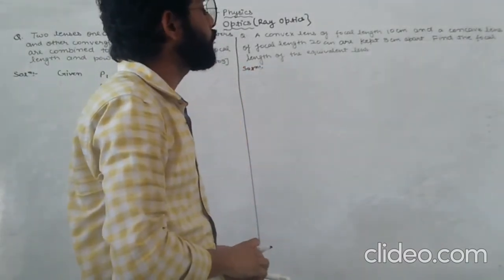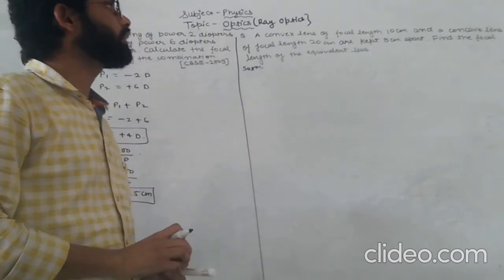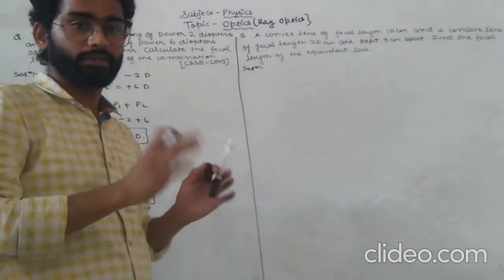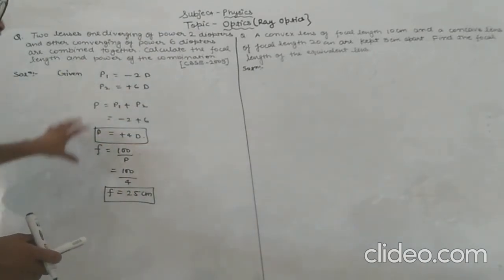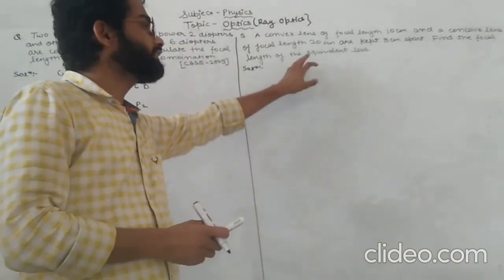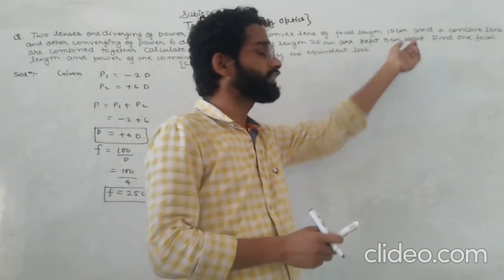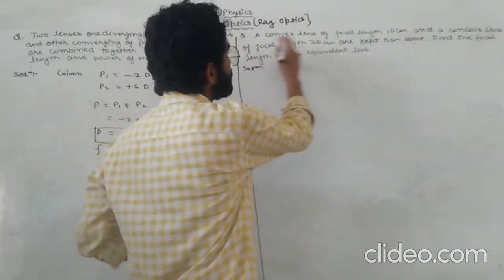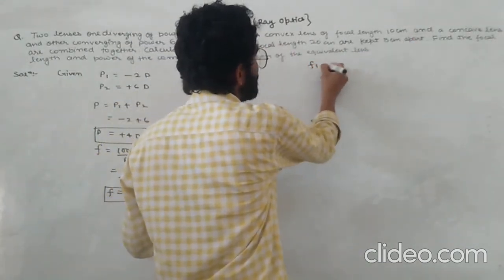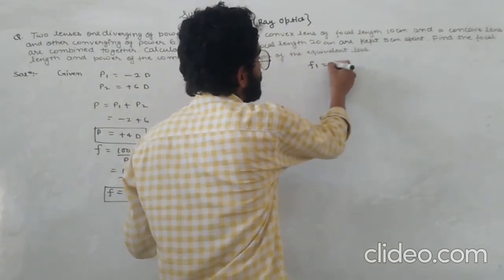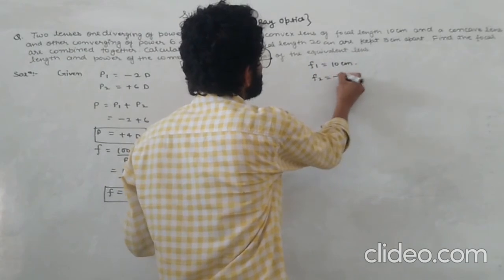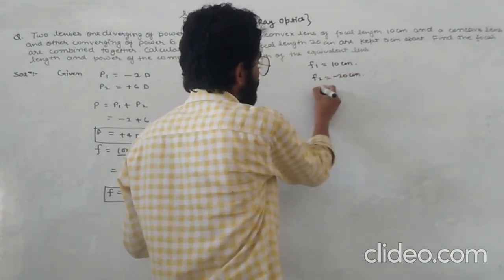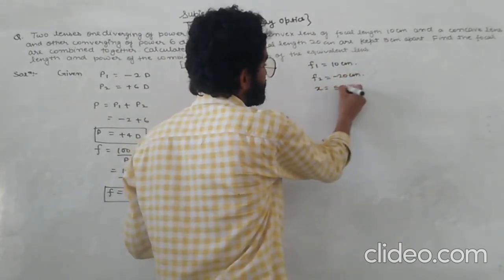The next numerical is: a convex lens of focal length 10 cm and a concave lens of focal length 20 cm are kept 5 cm apart. This is a different kind of numerical. It is also a combination, but here there is some separation, that is 5 cm. So let us see what happens. The focal length of the convex lens is f1 equal to 10 cm and f2 is equal to -20 cm. The separation x is 5 cm.